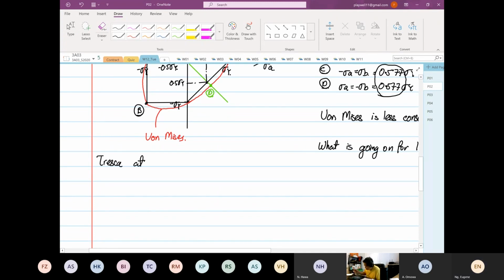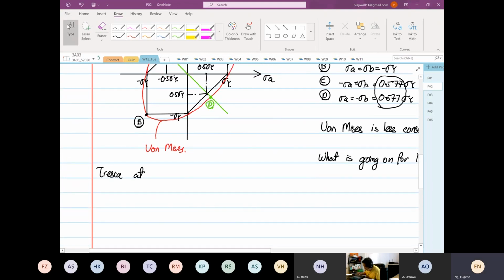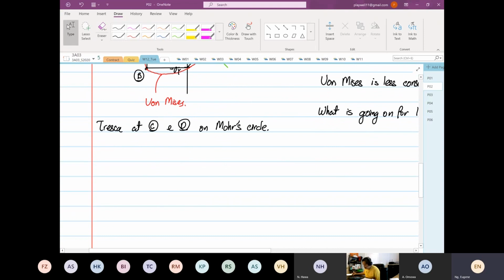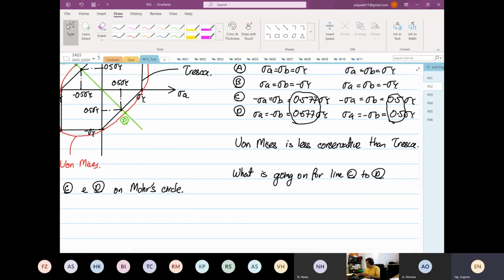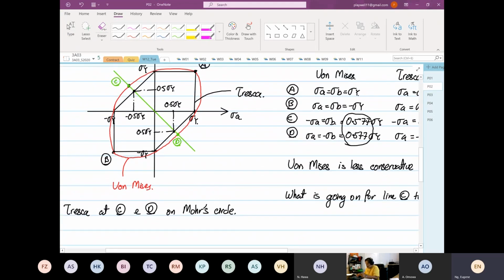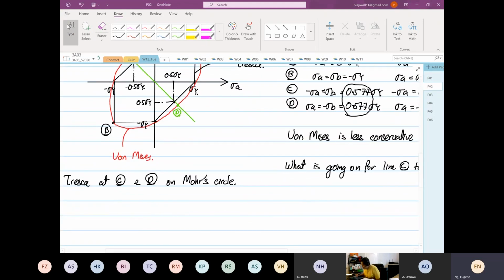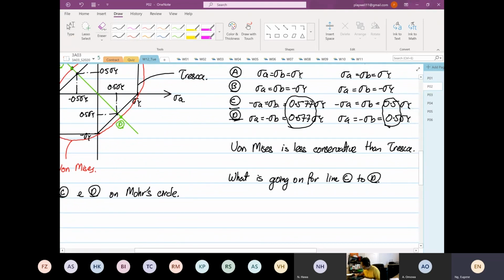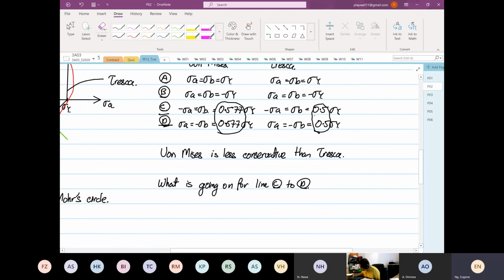Let's look at Tresca along point C and point D on Mohr's circle. So at what stage will it happen where stress C and stress D, or point C and point D over here, correspond to what we see on Mohr's circle? At state C and state D on Mohr's circle, the principal stresses have to be half of the yield. So when is that possible?